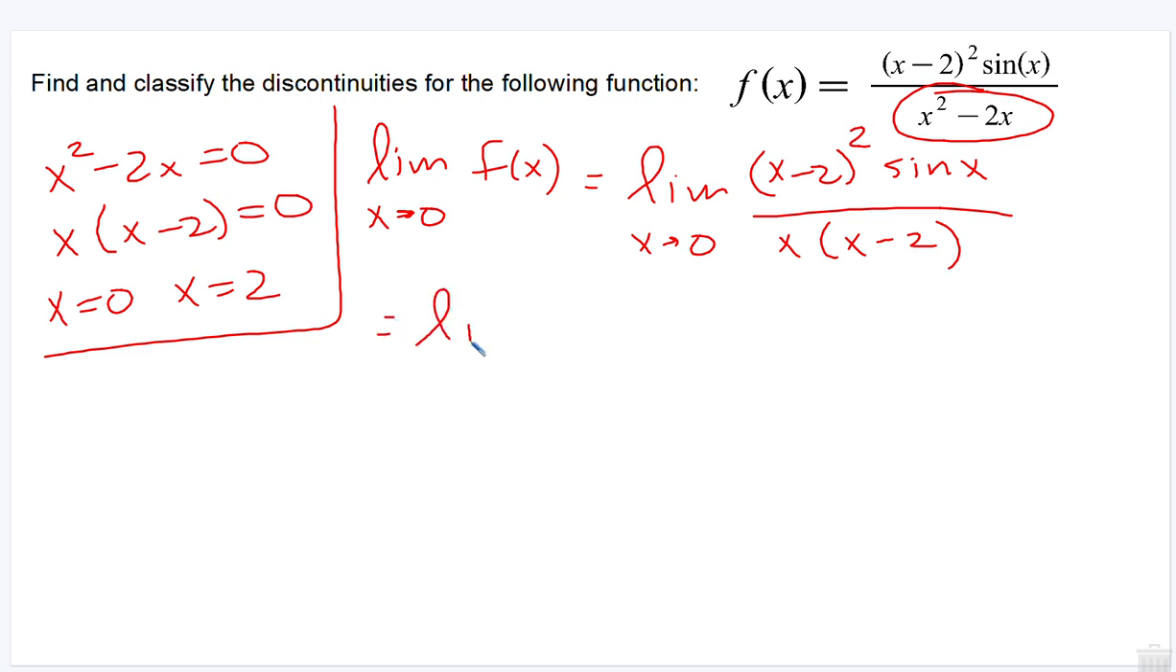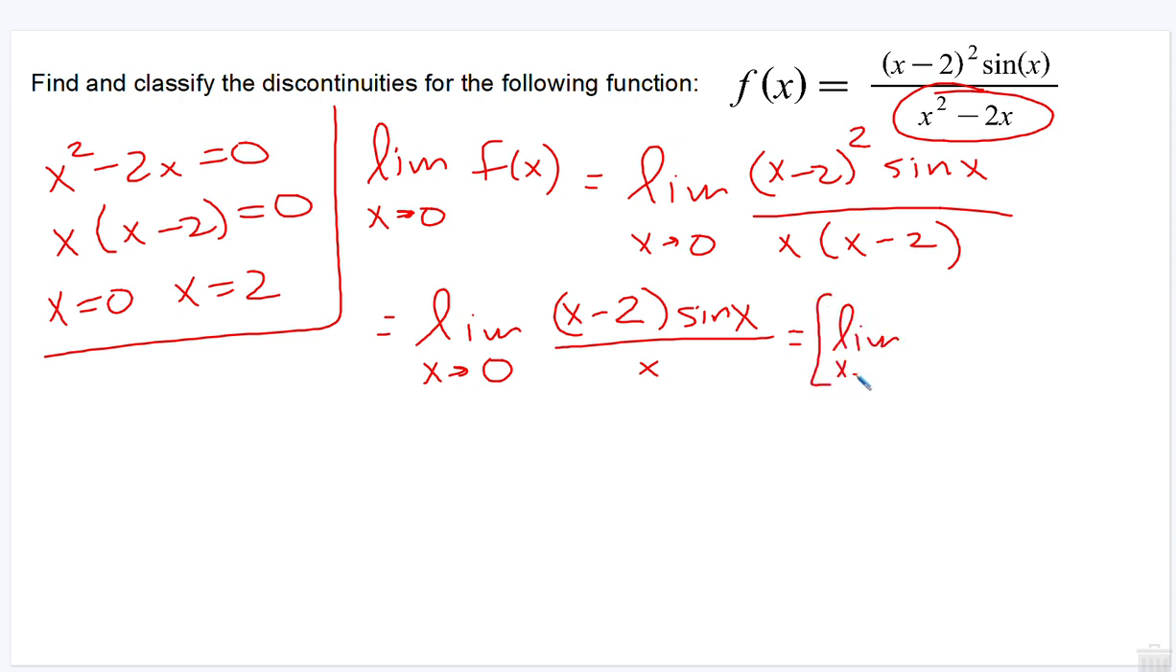So this should now become a limit as x approaches 0 of just x minus 2 times sine x over x. And from there, with any luck, we should recognize that we can use a limit rule to turn this into two separate limits. One that's a limit as x approaches 0 of x minus 2, which I know how to evaluate, and one that's a limit as x approaches 0 of sine x over x, which I also know how to evaluate because that was one of our special cases.